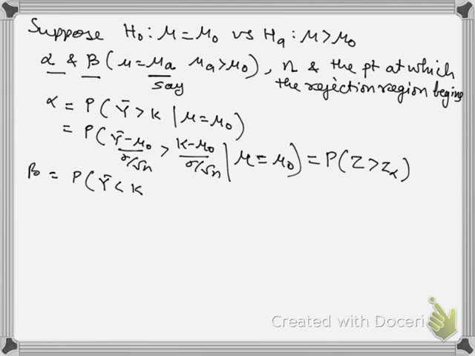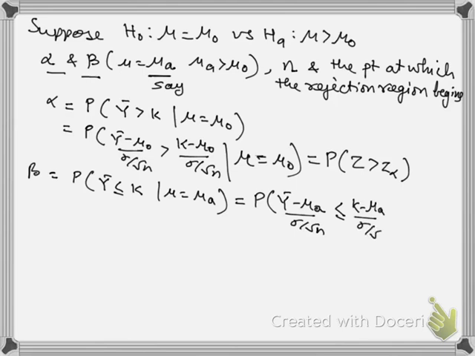and beta is the probability that y bar is less than k because you fail to reject, given mu is equal to mu a, whatever value it takes in the alternate space, which is the probability of y bar minus mu a over sigma by square root of n less than or equal to k minus mu a over sigma by square root of n, which is the probability of z less than or equal to minus z beta.